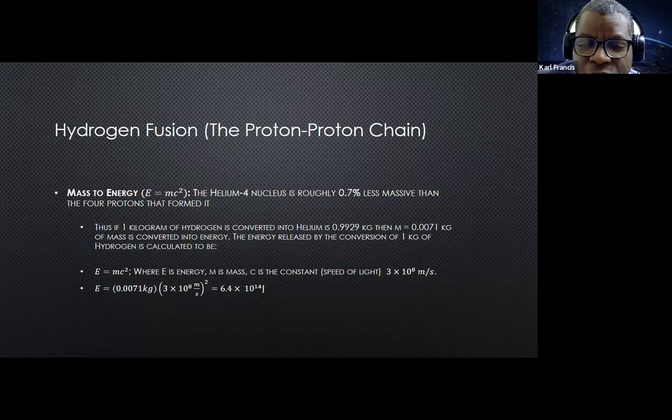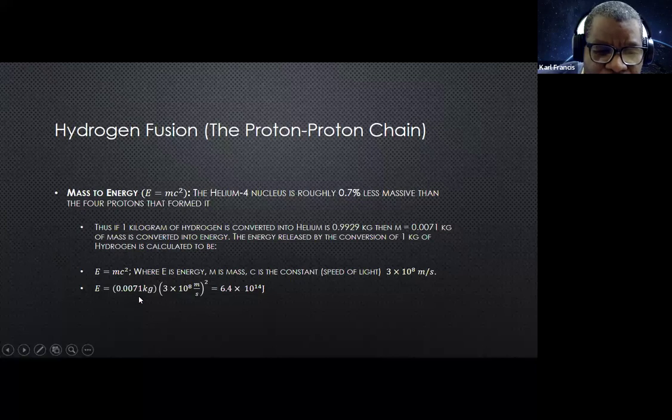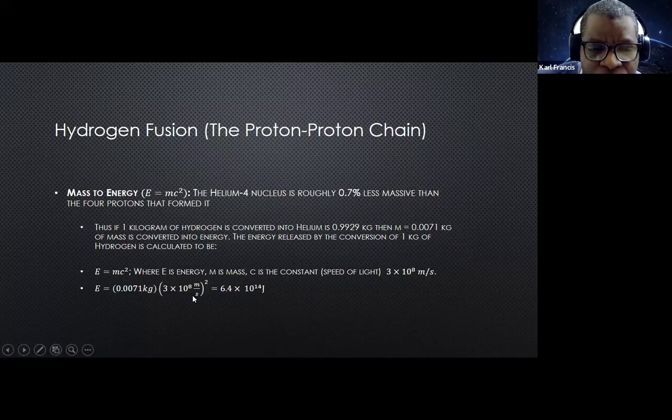So let's go ahead and do that calculation to see exactly how much energy we get from this 0.0071 kilograms of mass. You see here on the screen, we have E equals mc squared. That's the famous equation where E equals energy, m equals mass, and c equals a constant, the speed of light, which is 3 times 10 to the 8 meters per second. We plug those values in. M is our mass that we described earlier, 0.0071 kilograms, and we have the speed of light, 3 times 10 to the 8 meters per second, squared. That's going to give us, in joules, 6.4 times 10 to the 14 joules.